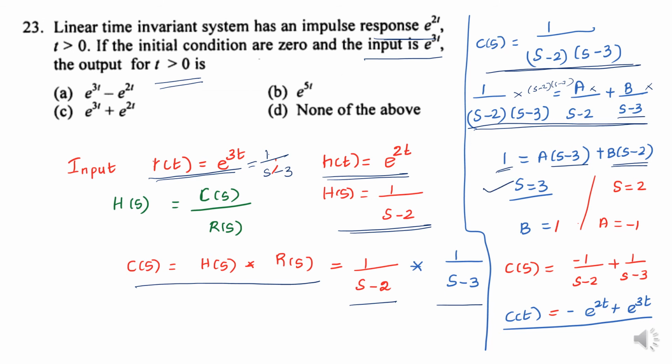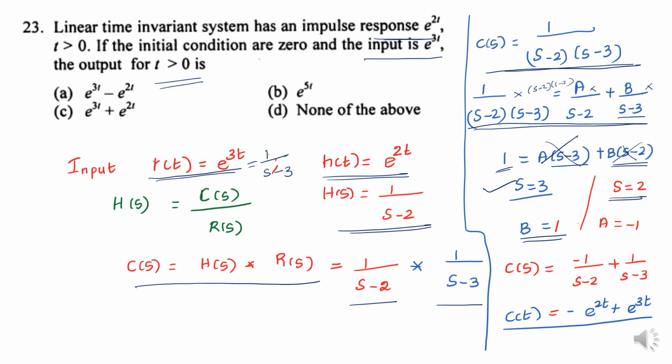So first of all, put s is equal to 3. S is equal to 3 means this term cancel, and 1 is equal to b into 3 minus 2, 1. So b is equal to 1. And the next s is equal to 2. The second term will be cancelled.